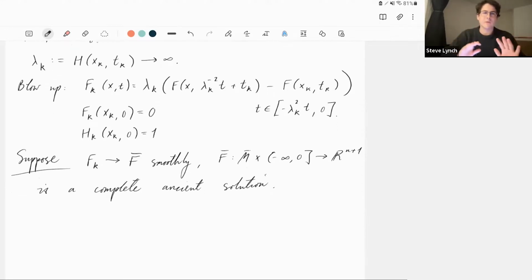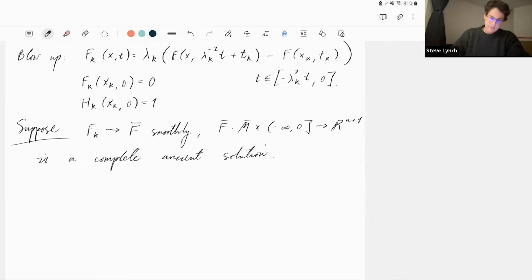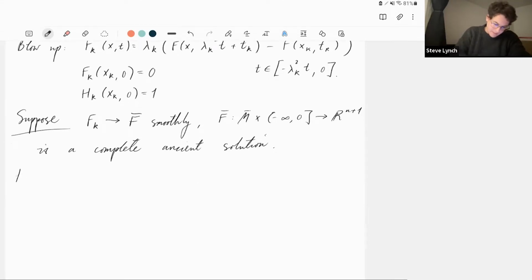Okay, so there are situations where this convergence is known to hold, and there are other situations where it's not known to hold, but I'm not worrying about that yet. I'm just simply saying, suppose that we have convergence. And then we know by a result of Huisken-Sinistrari that this limiting flow F bar actually has non-negative second fundamental form.